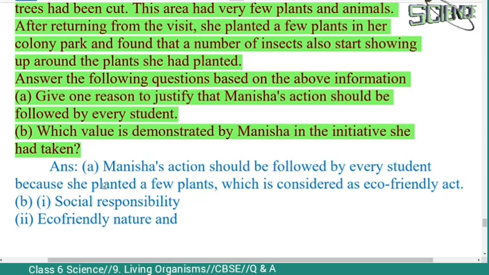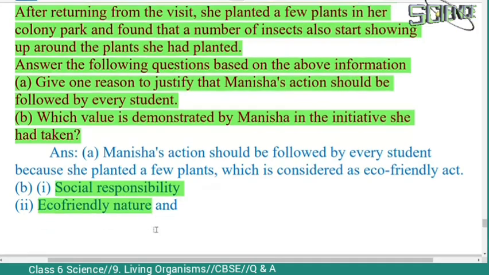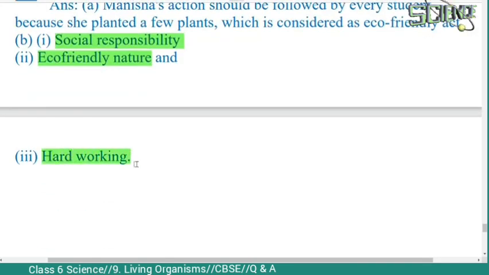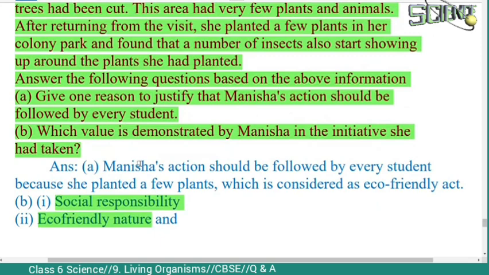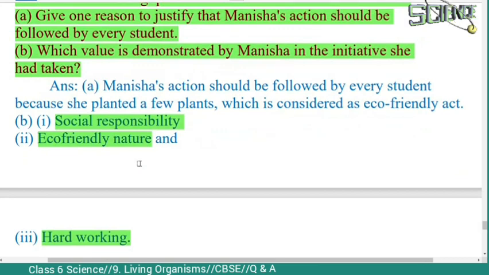And second question, which value is demonstrated by Manisha in the initiative she had taken? It is social responsibility, eco-friendly nature and hardworking. So these are the values she had demonstrated: social responsibility, eco-friendly nature and hardworking.